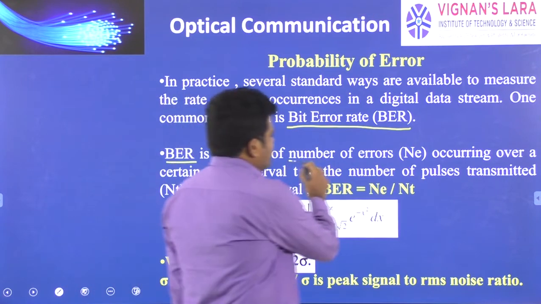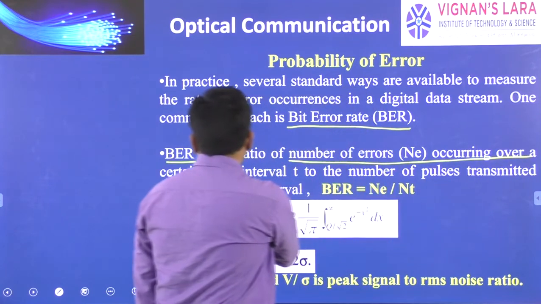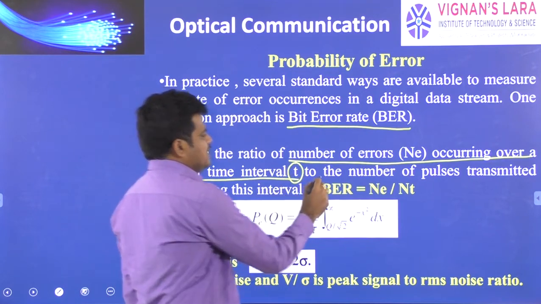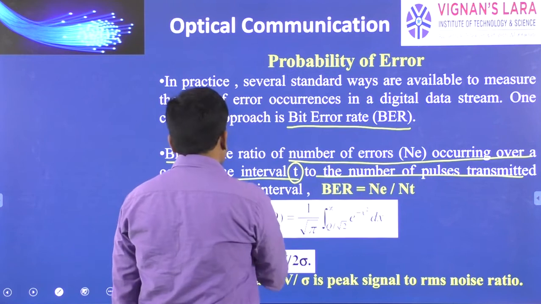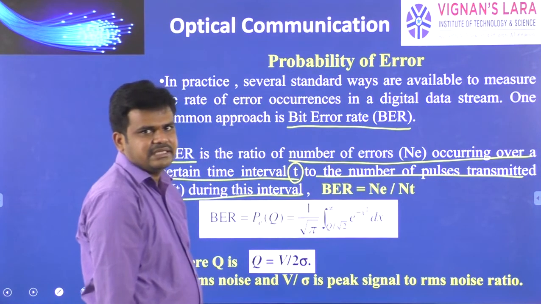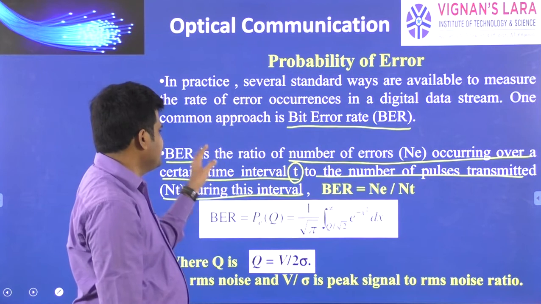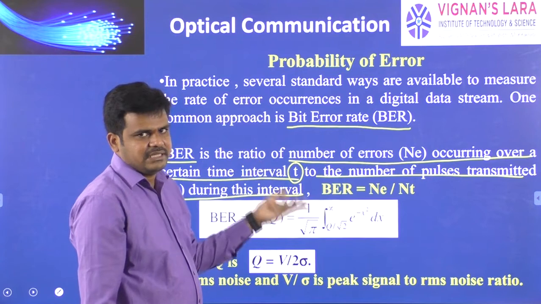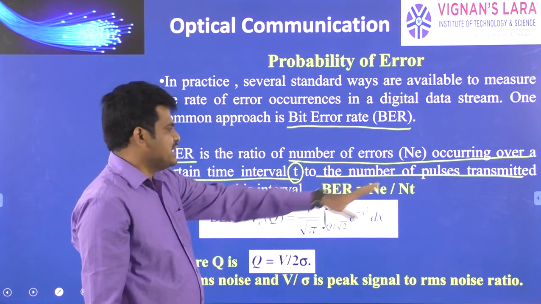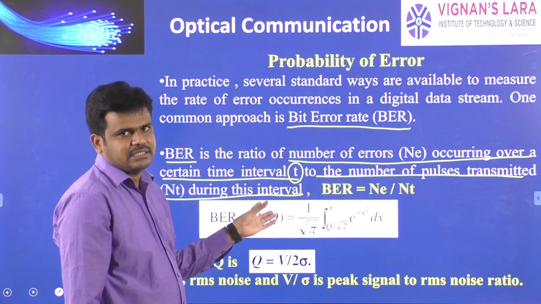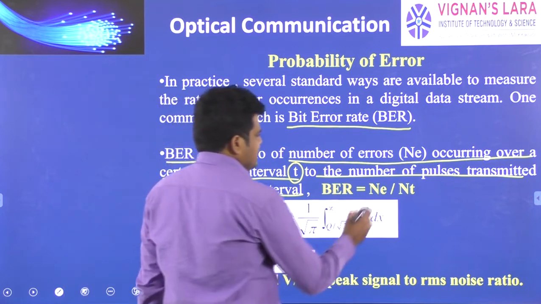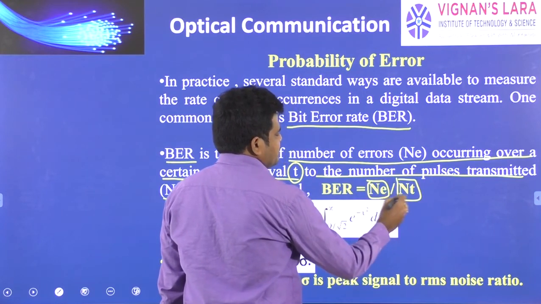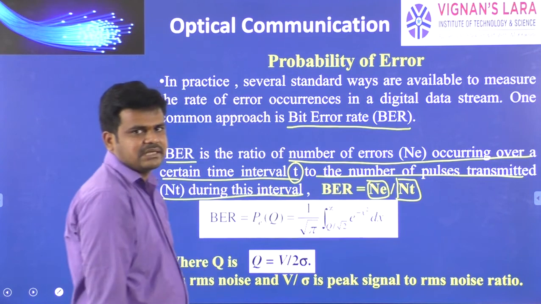It is the ratio of the number of errors occurring over a certain time interval, say T, to the total number of pulses being transmitted during that particular interval T. Or you can say N_E by N_T, the number of errors by the total number of pulses transmitted.